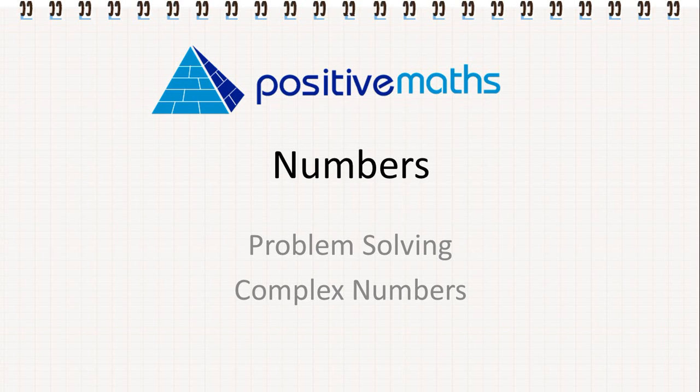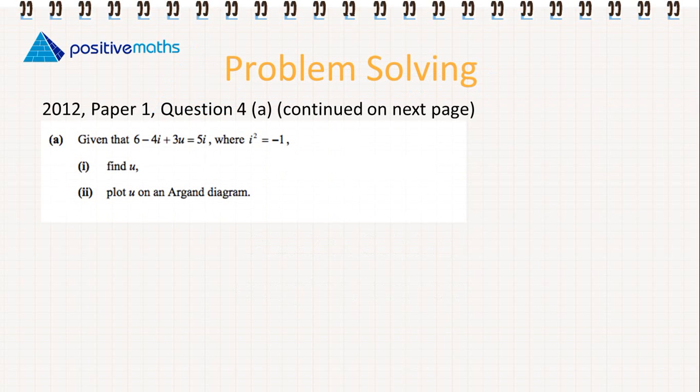In this video for Positive Maths, we're going to look at an exam question involving complex numbers. So this is from the 2012 paper 1, question 4, part A. Given that 6 minus 4i plus 3u is equal to 5i, where i squared is equal to minus 1, first thing we have to do is find u, and the second thing is we have to plot u on the Argand diagram.